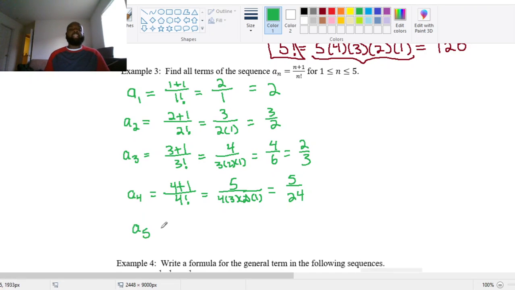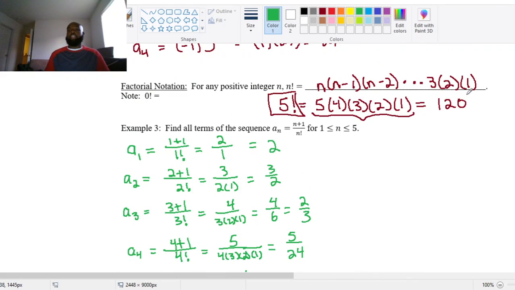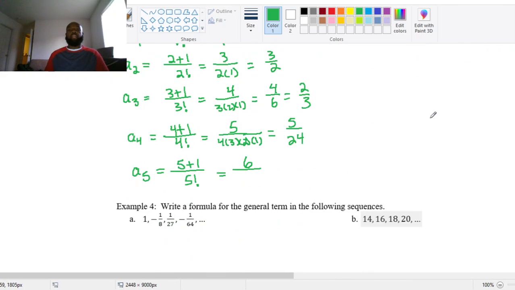And last but not least, we'll have a sub 5. We're going to plug in 5 wherever we see an n. That's going to be a 6 over 5 factorial. We just found that 5 factorial is the same thing as 120. And so 6 over 120 is 1 over 20. All right.